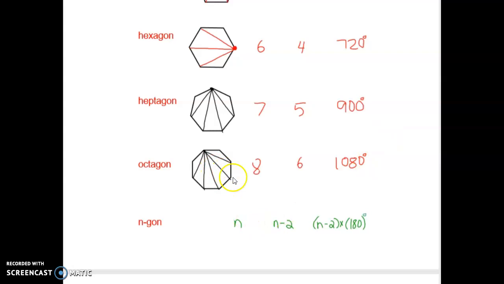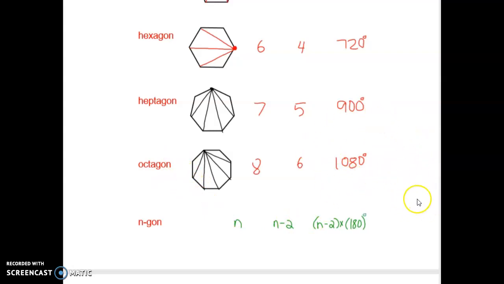Finally, we're going to look at an octagon. 8 sides. Pick one vertex. Construct lines from my chosen vertex to all of the other vertices. And we see that we have 6 triangles. Each triangle is 180 degrees, so that tells me that an octagon has a total of 1080 degrees.